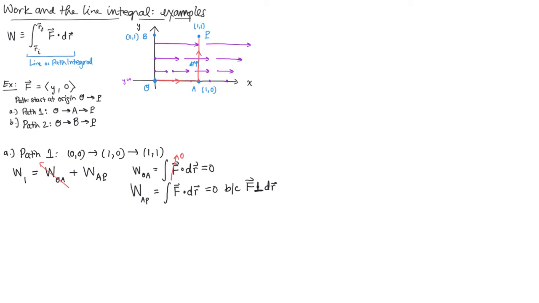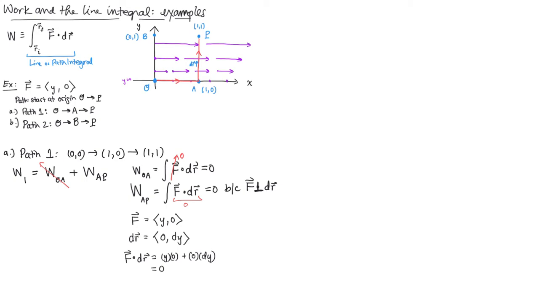And we can be even more explicit about that. In this case, we could write the force as (y, 0), that's what it is. We can write the dr vector as nothing in the x direction and dy in the y direction. And when I take that dot product, I get y times 0 plus 0 times dy. So that tells me that I have 0 as my integrand.